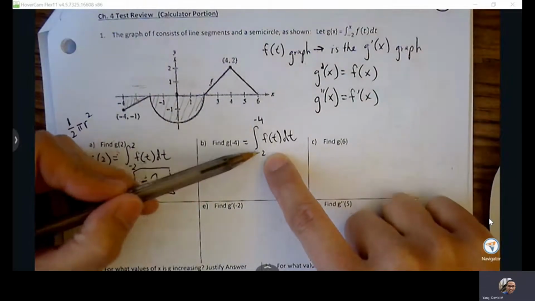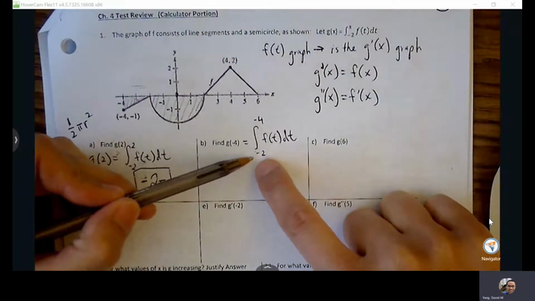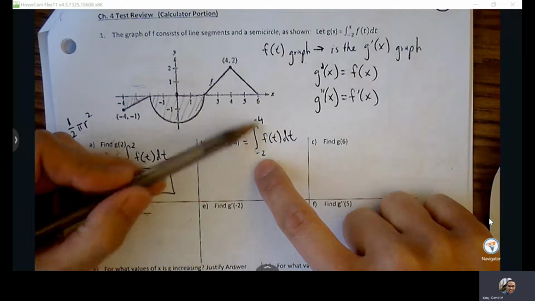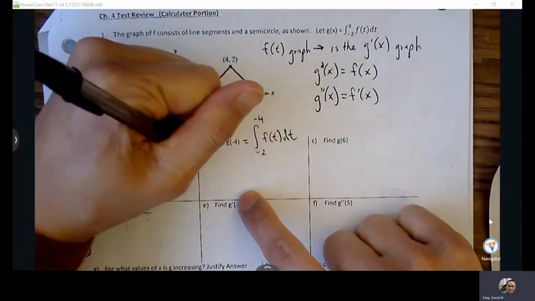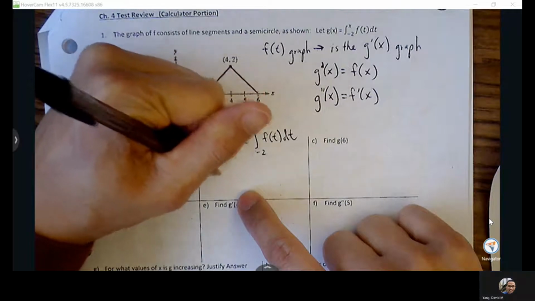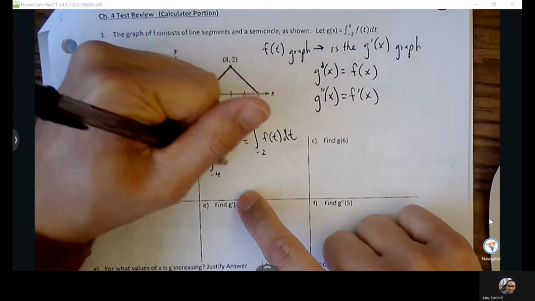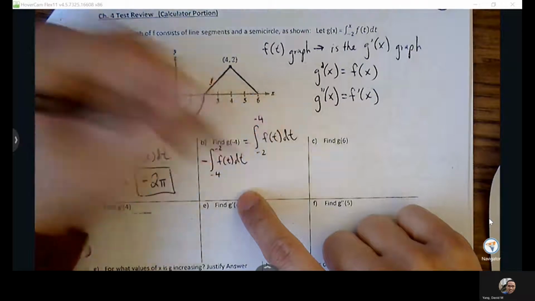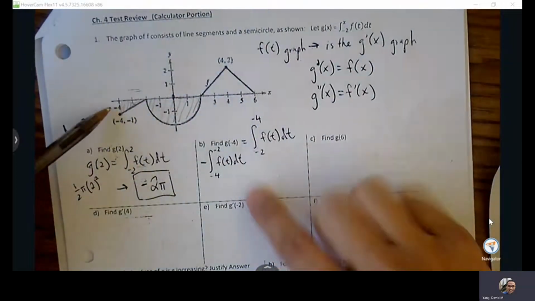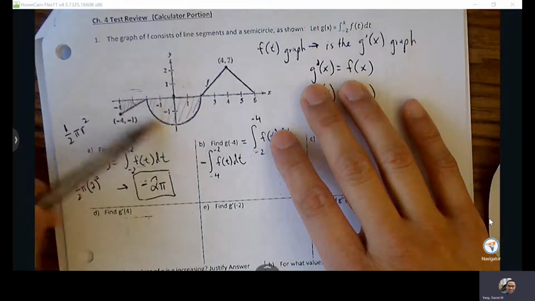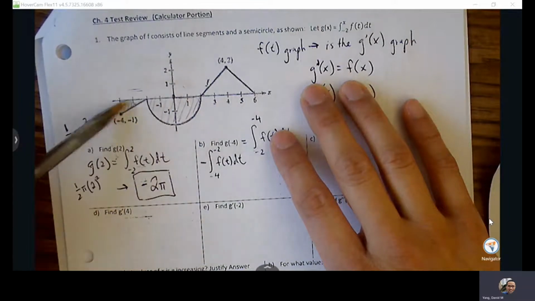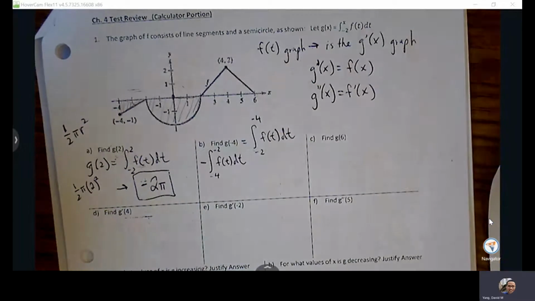Okay, so if I flip the bounds, I can ensure that my lower bound is a smaller value and my upper bound is a higher value. But if I flip the bounds, I got to pull a negative outside. Okay, so -4 to -2. Now we have included not only -2 pi, but we also have a triangle as well, which is also below the x-axis.